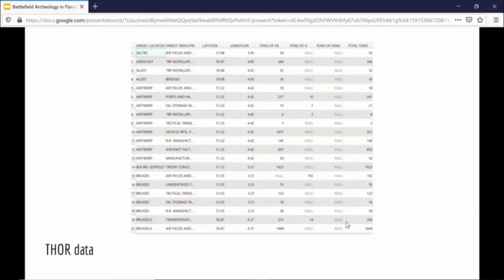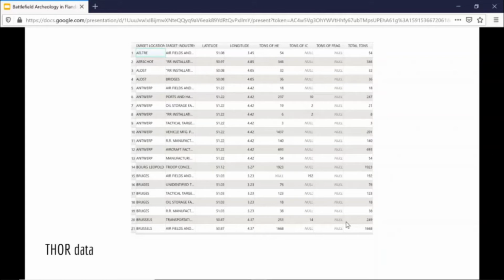The first data set that I made was, I found this Thor data set, this spreadsheet on a website online, and I'm not sure if it has all bombing missions done on Germany by the Allies, but it has a large number of bombing missions on document here. So basically, I narrowed it down, and right now we have the target's location, what type of target the raid was targeting, the latitude and longitude, of course, for the mapping aspect, and the tons of high explosive, fragmentation, and/or incendiary that were used. Also, the total tons.